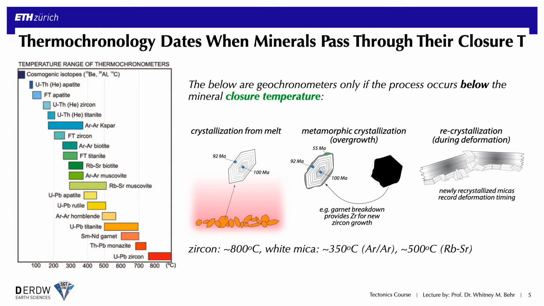White mica has a different, higher closure temperature for the rubidium-strontium system of 500 degrees C, so that system can be more robust at dating the timing of crystallization rather than cooling, because the recrystallization often occurs at greenschist facies conditions below 500 degrees C.